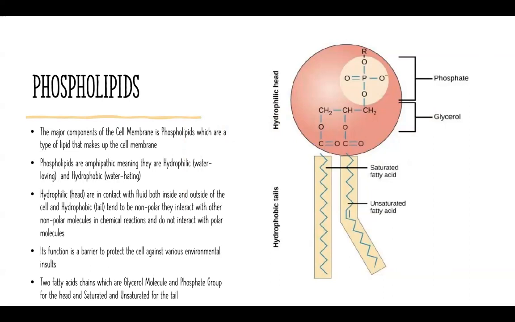They interact with other nonpolar molecules in chemical reactions and do not interact with polar molecules. Its function is as a barrier to protect the cell against various environmental insults. Each phospholipid has a glycerol molecule and phosphate group for the head, and two fatty acid chains, saturated and unsaturated, for the tail.